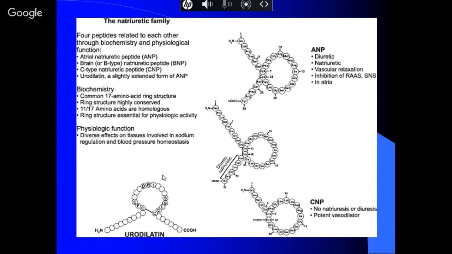I just put this slide up here because all of the NPs, the natriuretic peptides, have a common structure of a 17 amino acid peptide ring. I don't know what the significance of that is. I haven't studied what its configuration is, but I thought I'd include that the diversity of the peptides is in these side chains, but they all have this seriously conserved 17 amino acid ring.